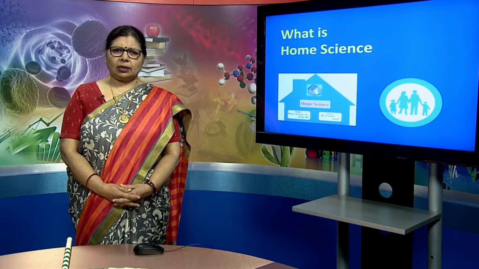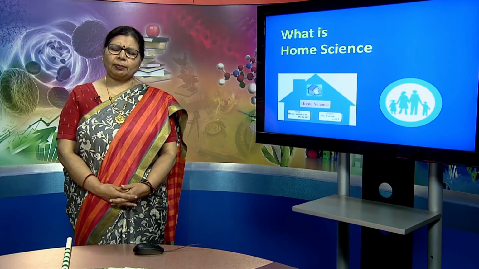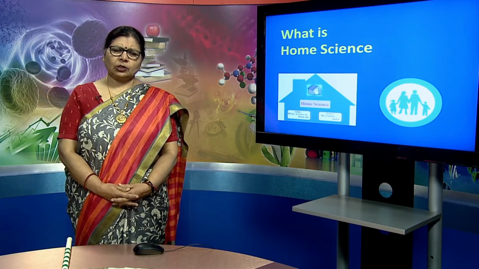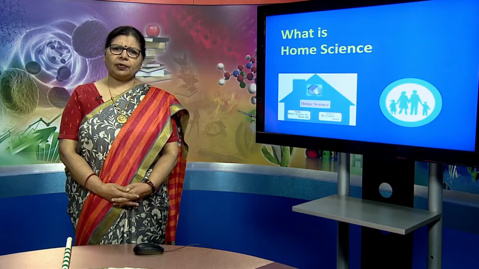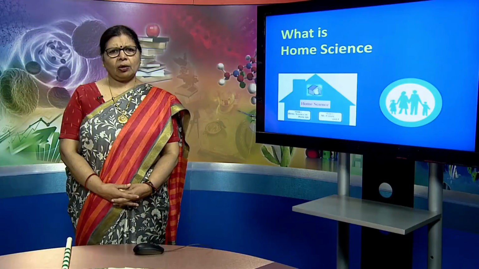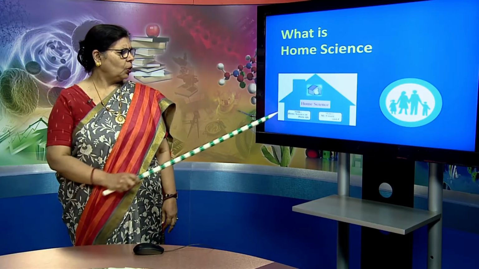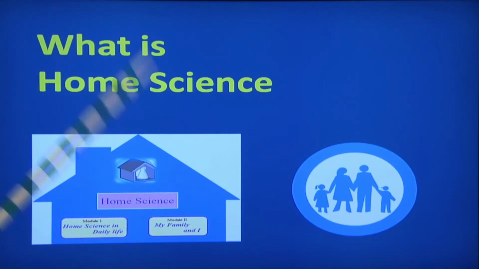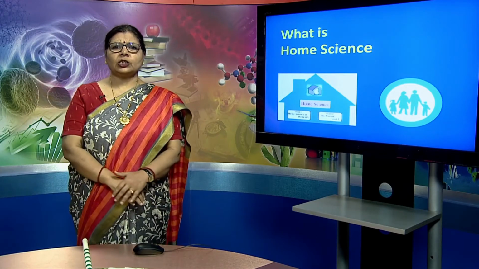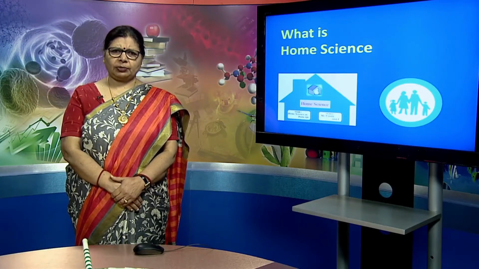From 1920 onward, it was started as a subject at school level and progressively at college levels. So, it has the basics of various things which every person can face in life, and aiming at this we have divided this subject into two modules: Module 1, home science in daily life, and Module 2, family and I. This has a very large scope and various subjects have emerged from the basics of home science.